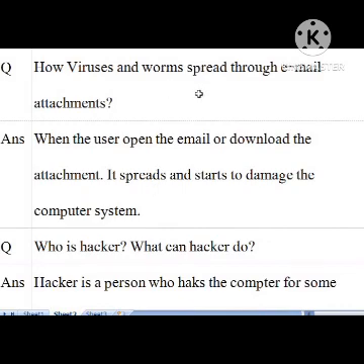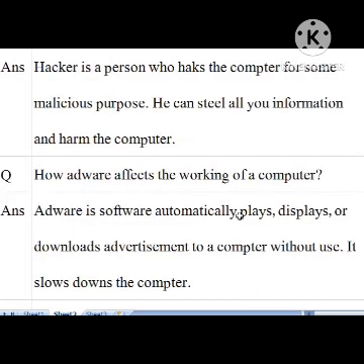Next question, computer class 8, how virus and worms spread. So, email attachment. Answer is when the user opens an email or downloads the attachment, it spreads and starts to damage the computer system. Who is a hacker? What can a hacker do? Hacker is a person who hacks the computer for some malicious purpose. He can steal all your information and harm the computer.